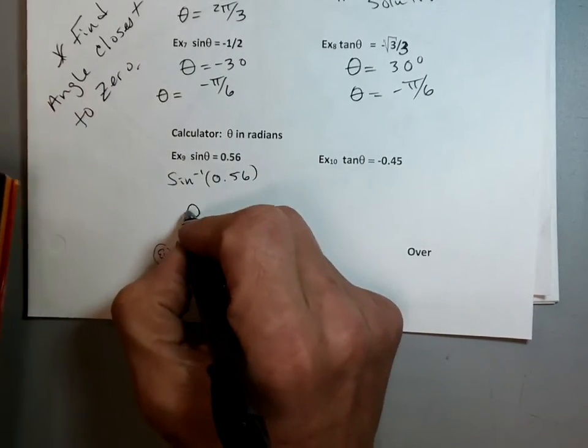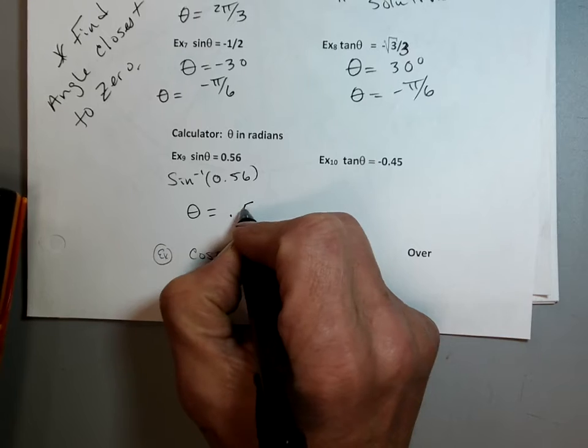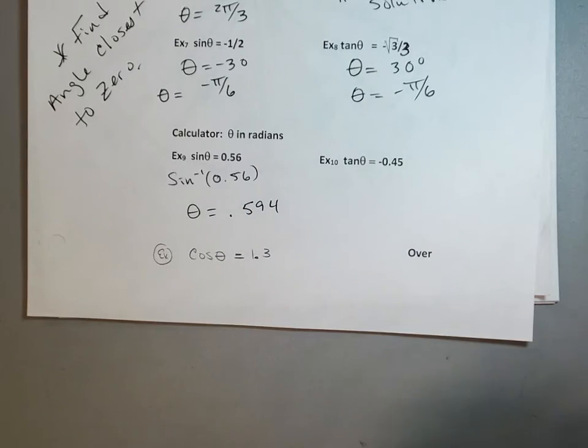I get an answer of 0.594. Theta equals 0.594. Okay? Now that's a decimal, but it is an angle. 3.14 is an angle. Okay? That's an angle, so 0.594 is somewhere around here.